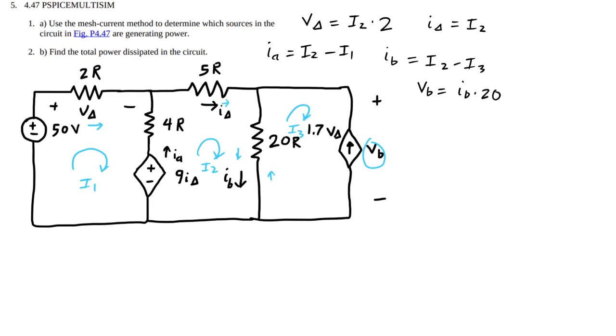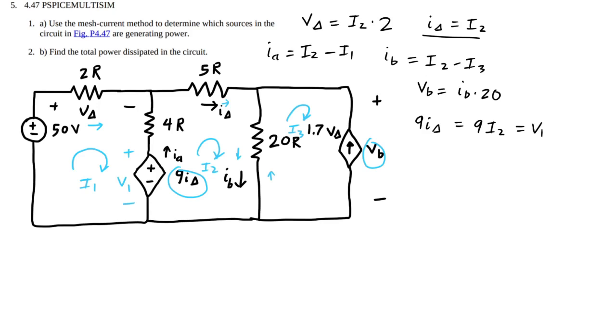Okay, so now we got a little bit of setup out of the way. Let's go ahead and look at the sources. So 9I delta we determined to be I2. So that's just going to be 9I2, as that's going to be the voltage across that component. So if I call that V1, this would be V1.